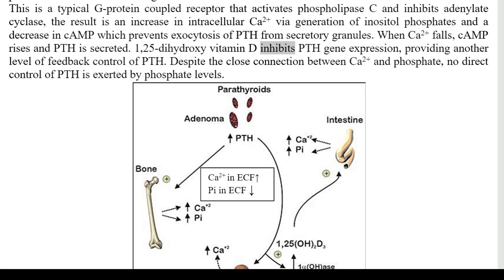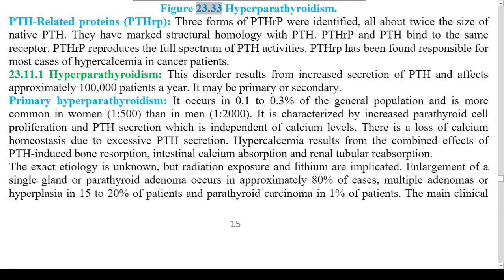1,25-dihydroxyvitamin D inhibits PTH gene expression, providing another level of feedback control of PTH. Despite the close connection between Ca2+ and phosphate, no direct control of PTH is exerted by phosphate levels. Figure 23.33 Hyperparathyroidism.